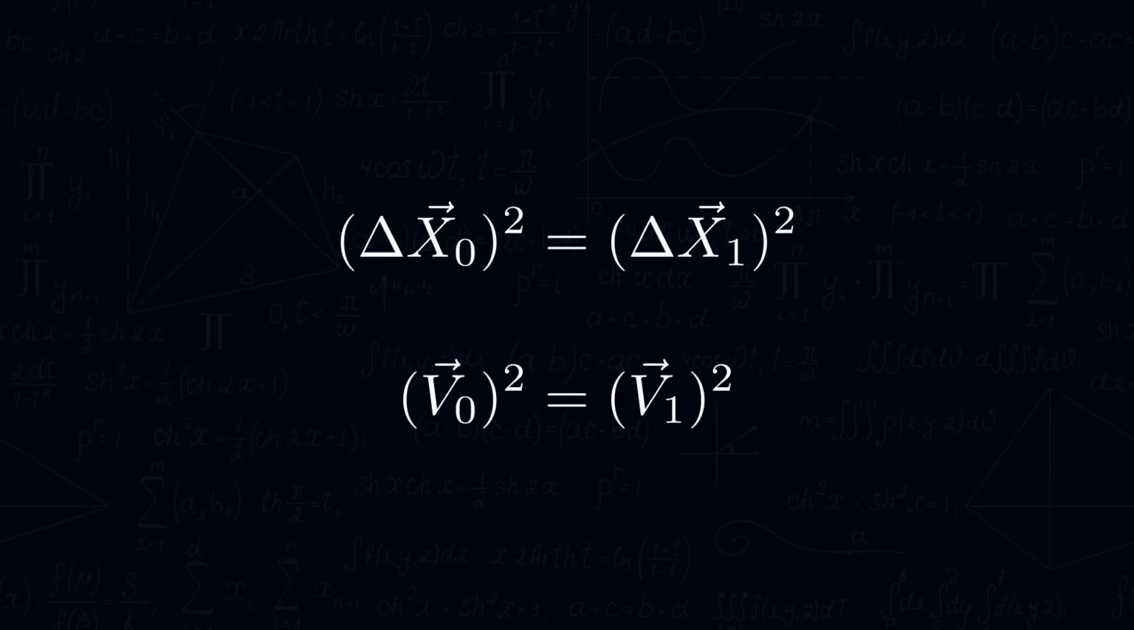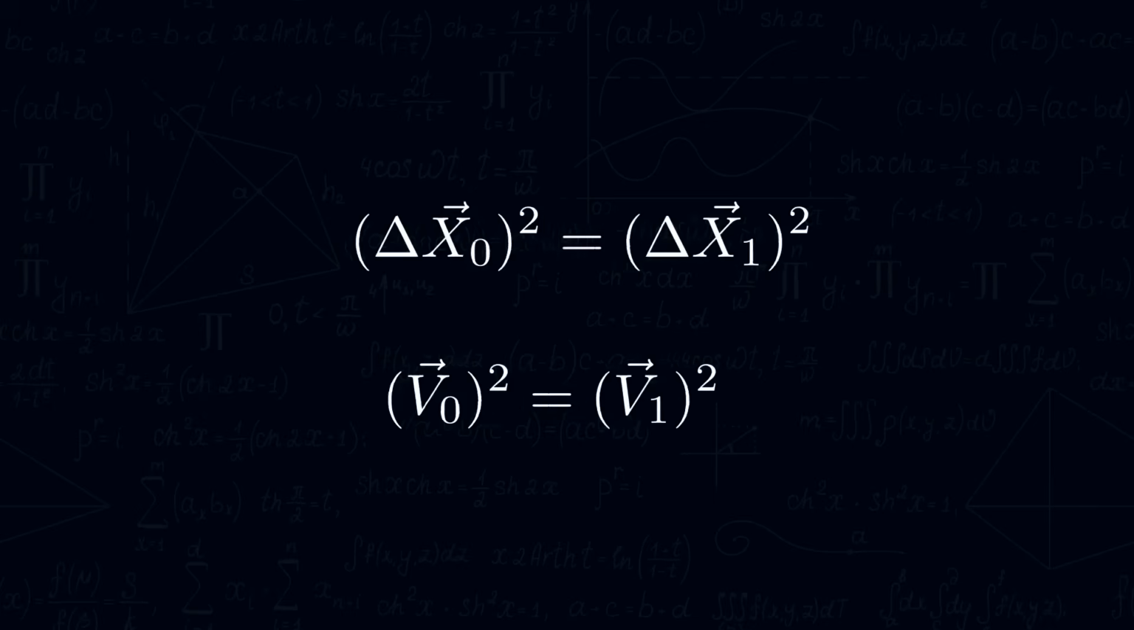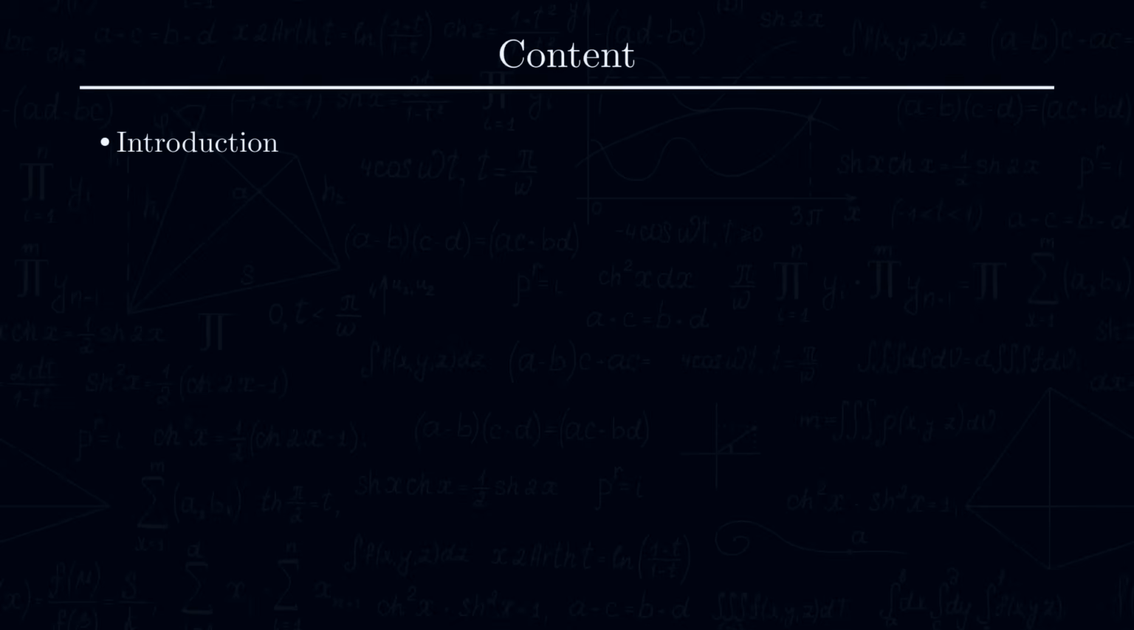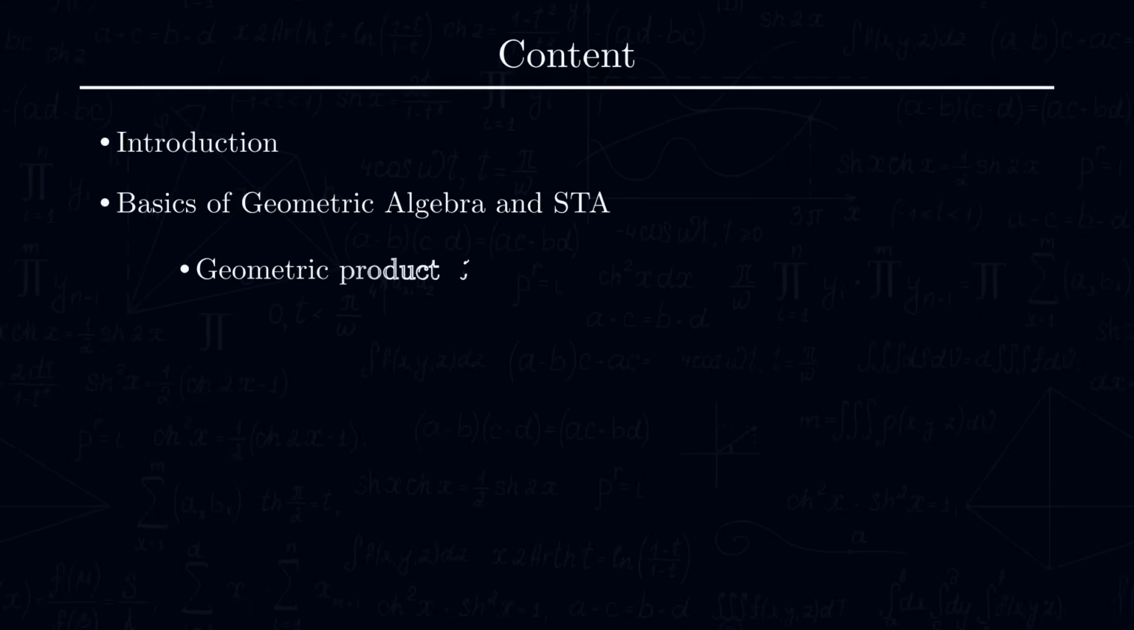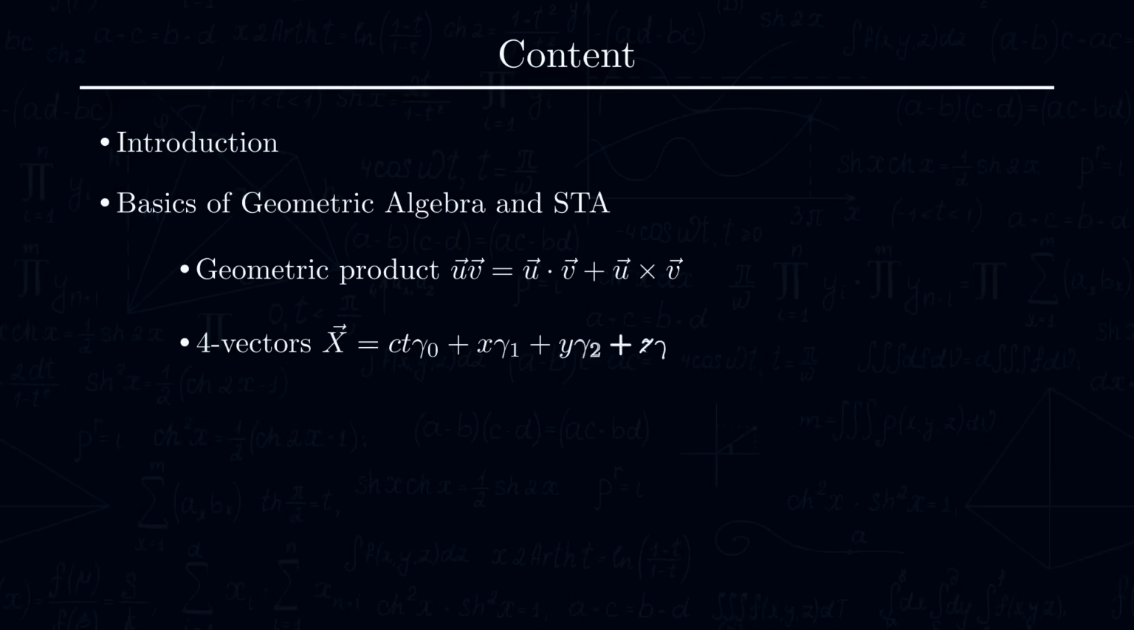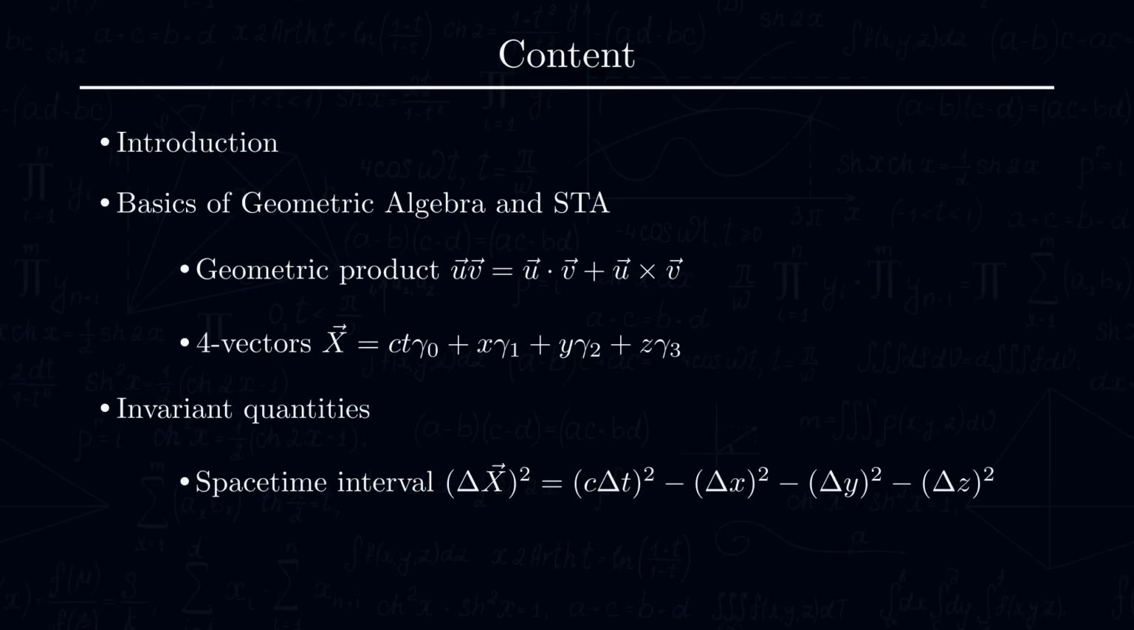To talk about velocity, though, we'll need to talk about derivatives. And that's the topic of our next video. Alright, so far we've introduced the basics of geometric algebra, explored how vector products work in this framework, and extended them to four vectors, the language of special relativity. We've seen how space and time combine into a unified structure, and how that leads to invariant quantities like the space-time interval. But we're just getting started.